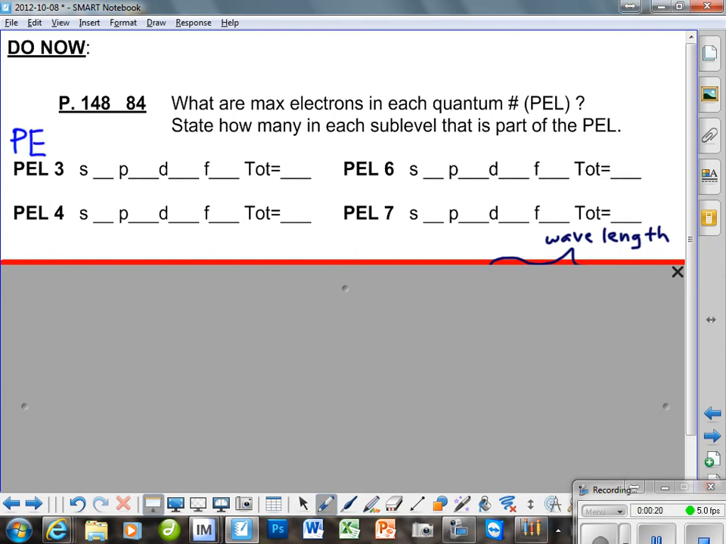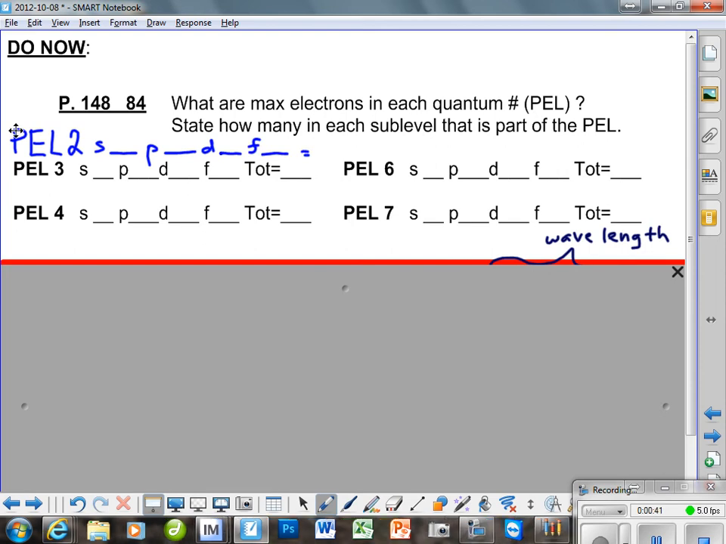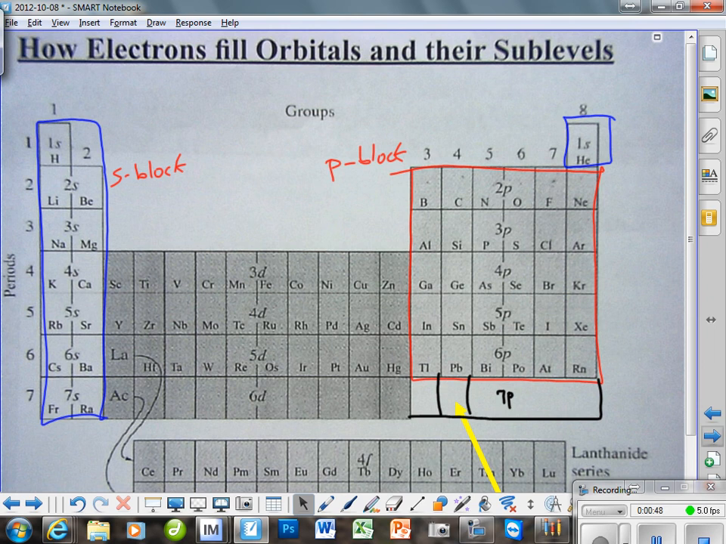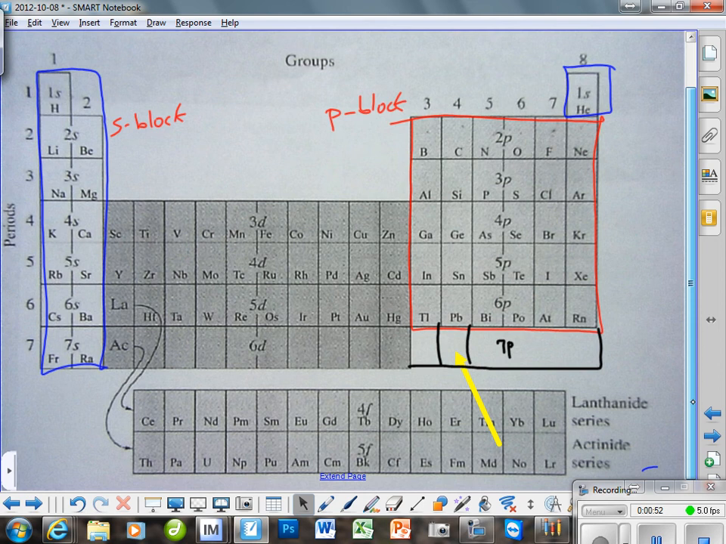I'm going to do PEL 2, and I'll put in the S and the P and the D and the F, and then we'll see what that totals to. So if we look on our periodic charts that I gave you, and let's get that on the screen for you, not here, here. This periodic chart will tell you exactly how to figure this stuff out.